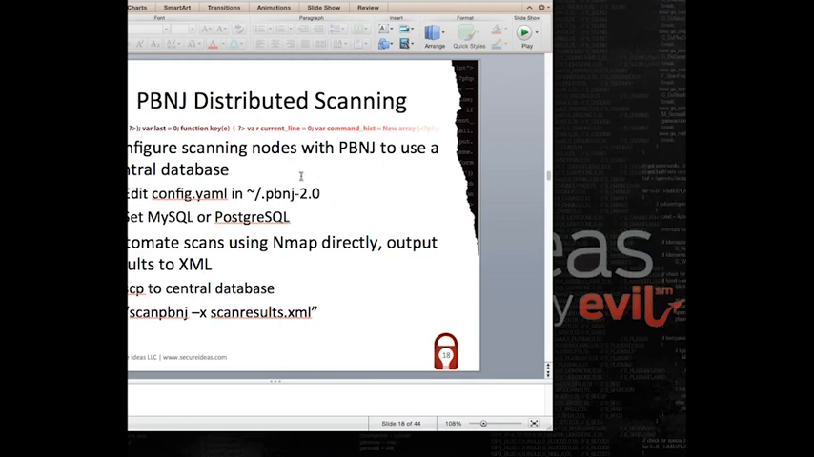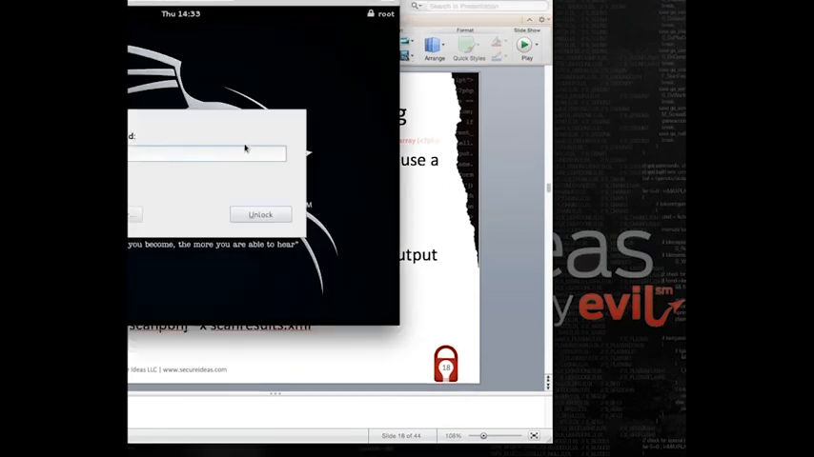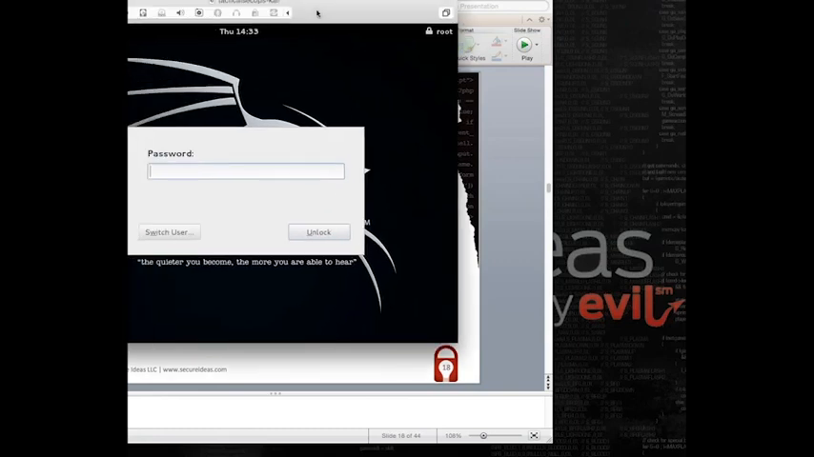Okay, you should see the whole screen now. Okay, is my Kali instance showing up properly? Perfect.